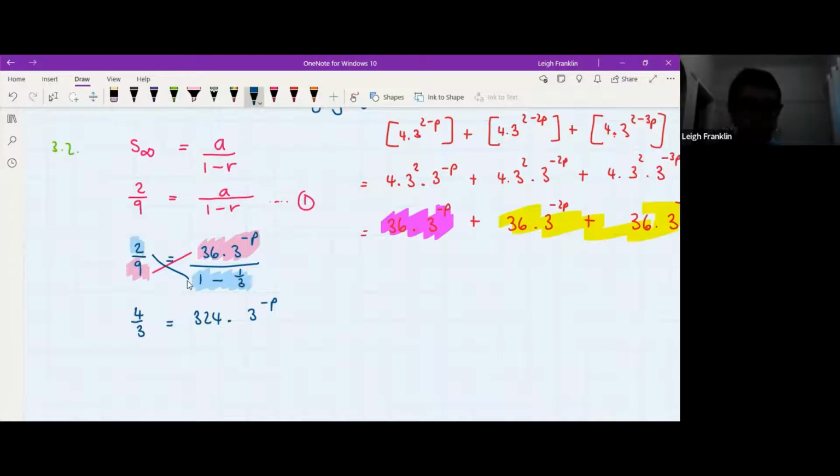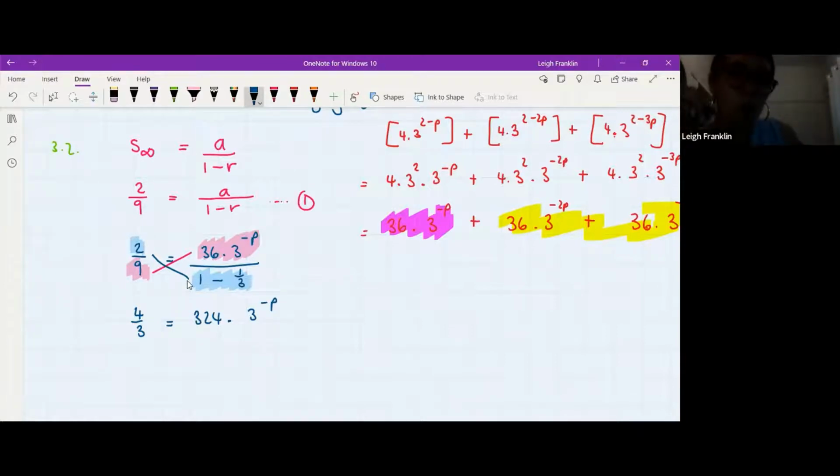Yes, was somebody going to say something? Ma'am, is it okay if we still say 324 times 3 to the power of negative p? To the other side, ma'am, the other side. Well, you just swap them the way around. You can do, but that's not going to change the sign of the exponent, though, Noxie. So it's still going to be 3 to the minus p.